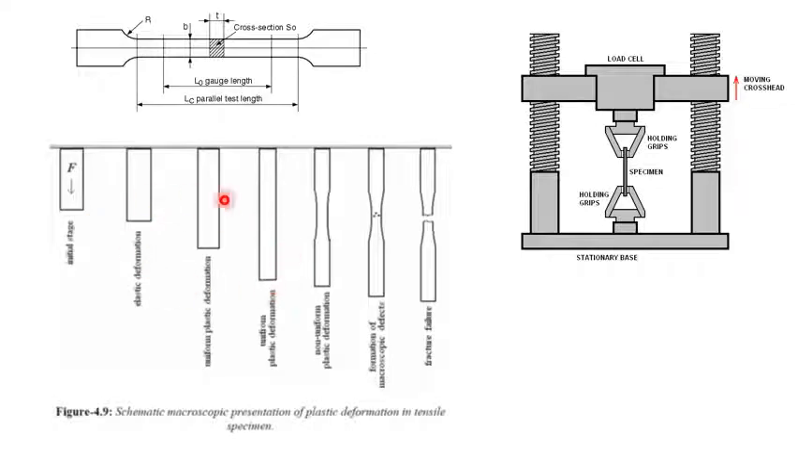In between these four stages, there is a stage where, if you remove the load, the material will regain its original shape. That is what we call elastic deformation, or elastic behavior of the material.